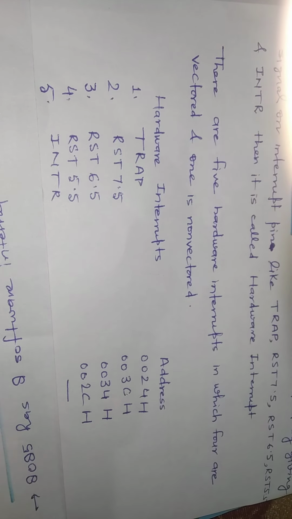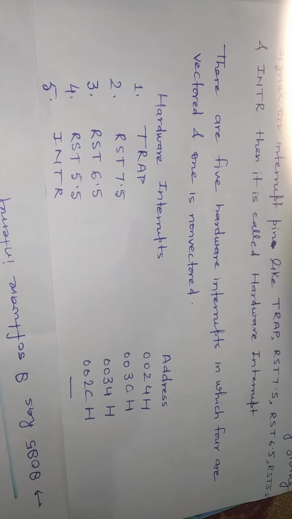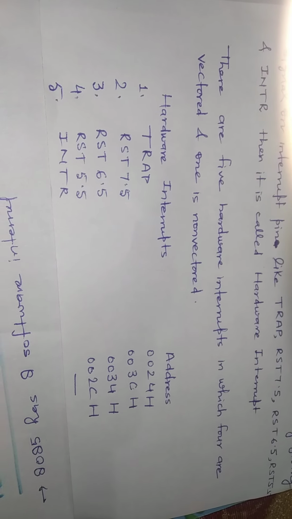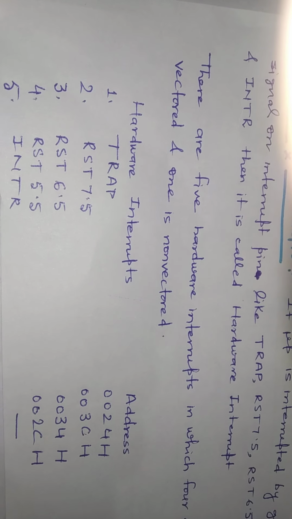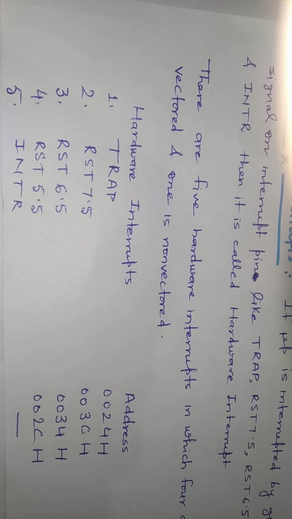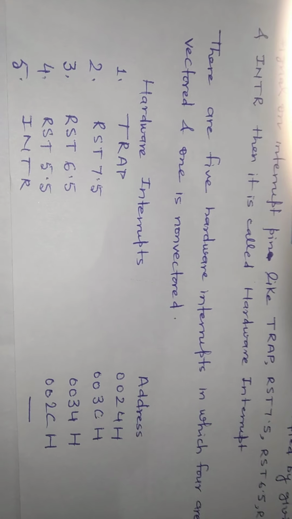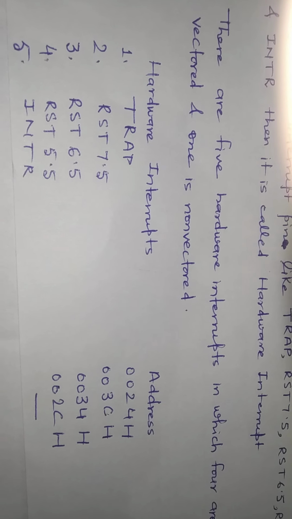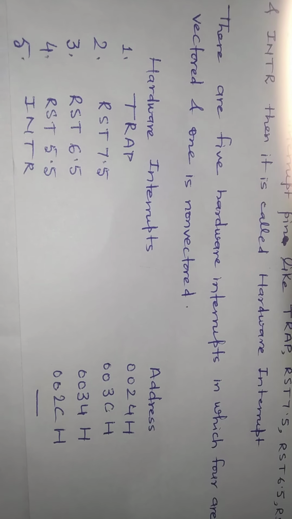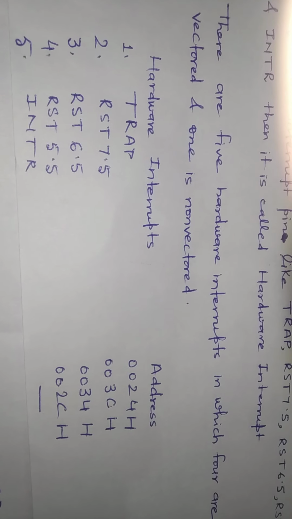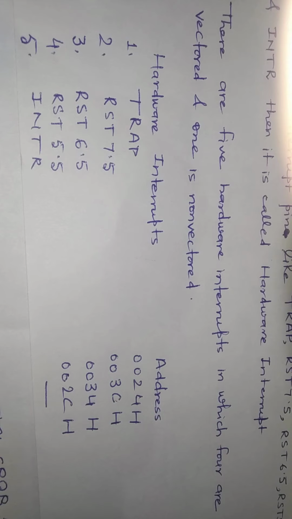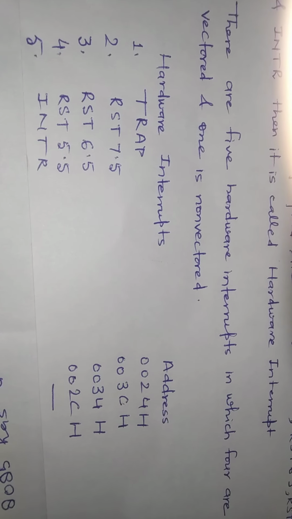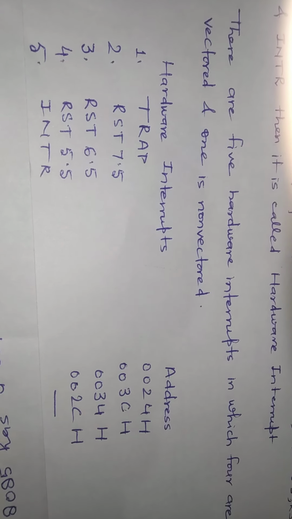INTR interrupt is non-vectored interrupt. It means that it doesn't have the address of the service routine or subroutine. But all the other 4 interrupts, trap, RST 7.5, 6.5 and 5.5 are vectored interrupts and their address is given here. The address of trap is 0024H, 7.5 is 003CH, 6.5 is 0034H and RST 5.5 is 002CH.